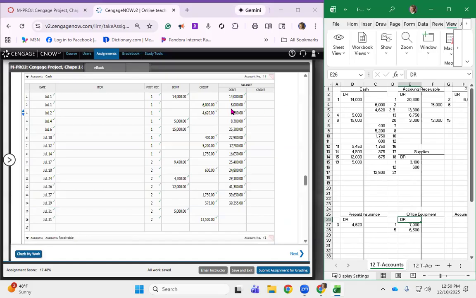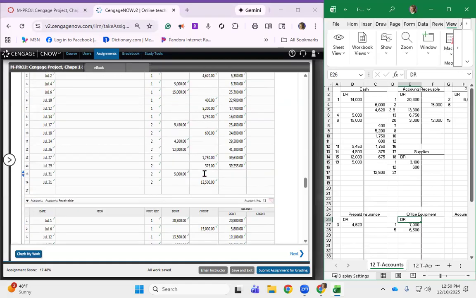Okay, so I'm just going to audit this. I got 14, 6, 46, 20, 5,000, 15,000, 400, 5,200, 1,750, 600, 94.50. Be careful. 94.50, 17.50. Okay, 4,500, 12,000, 375. I'm missing a 675. That's what I'm missing.